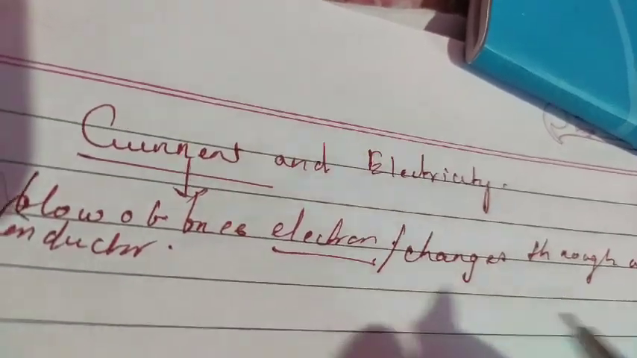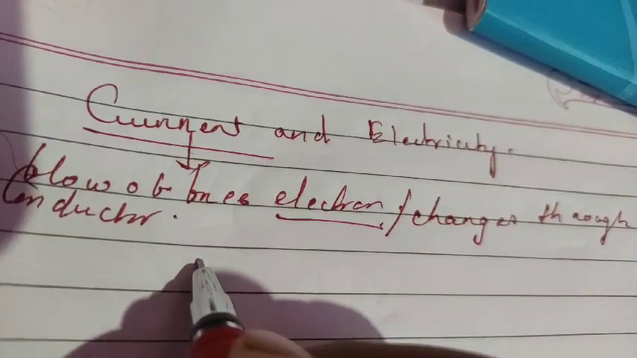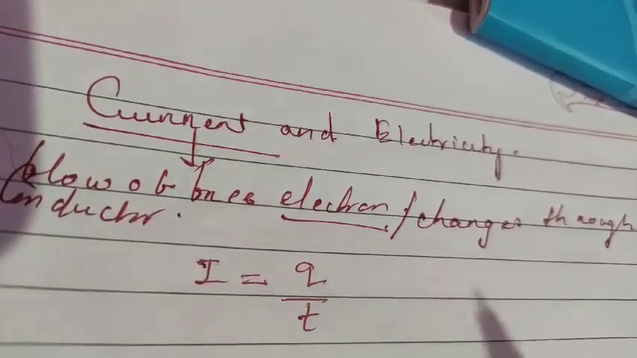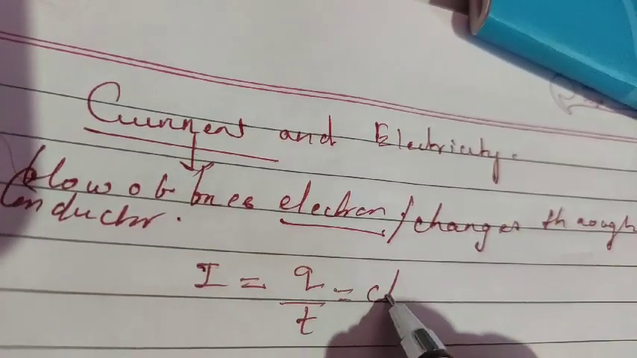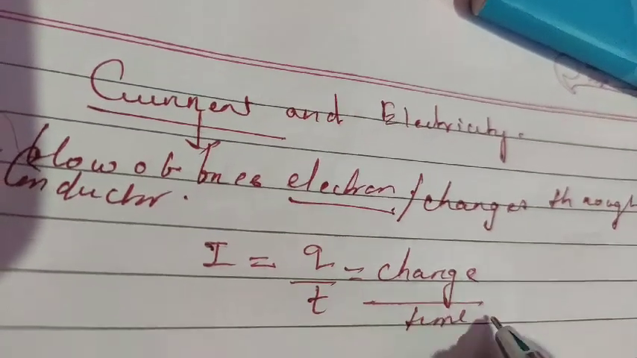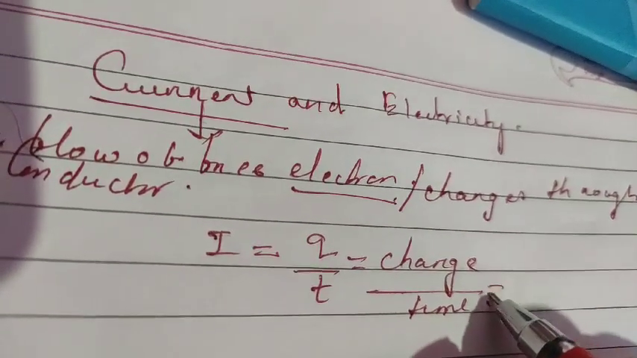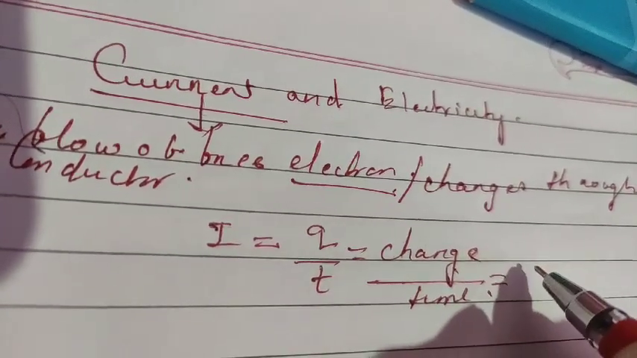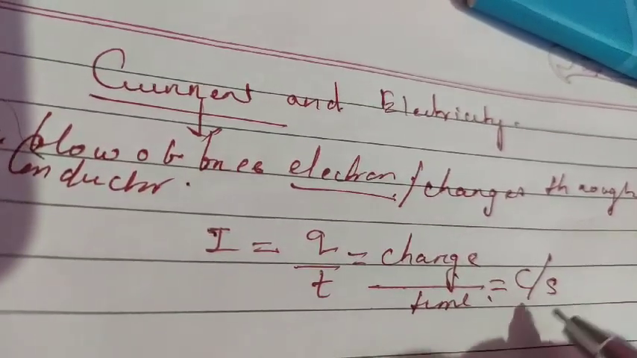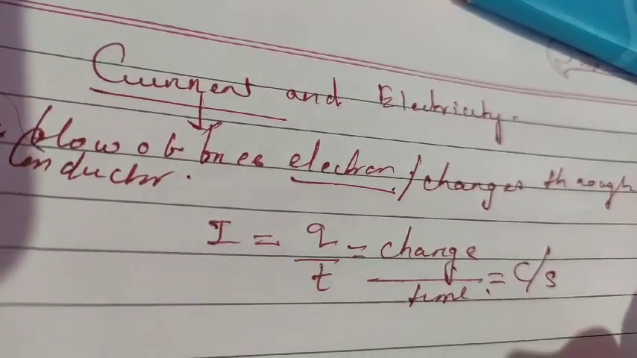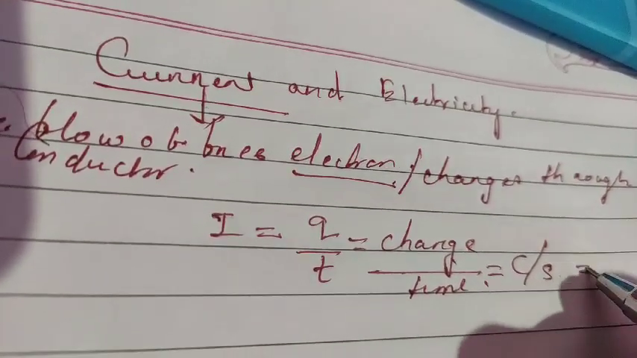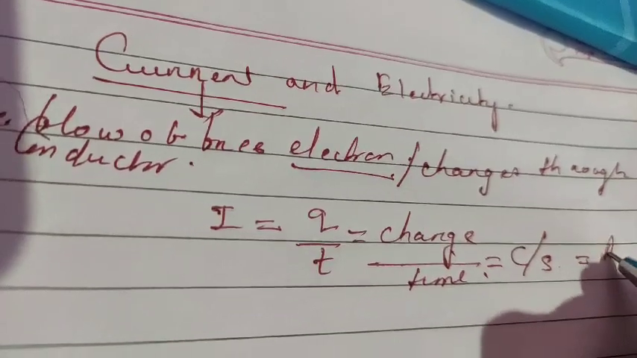Clear to you? Now we will move to the simple formula of current, that is I is equal to Q by T. So what does Q represent? It represents the charge, and what does T represent? It represents time. The SI unit of charge is coulomb and the SI unit of time is second. So the unit is coulomb per second. Clear? So this is the formula, but what is coulomb per second? It is nothing but ampere.